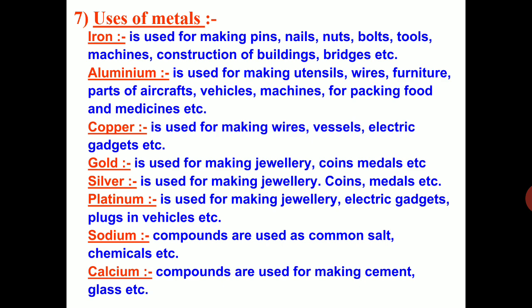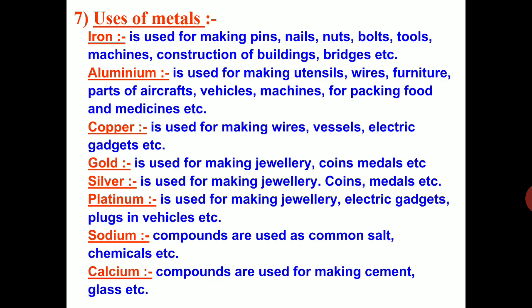Next, what are the uses of metals? Both metals and non-metals are used for different purposes. First of all, iron is used for making pins, nails, nuts, bolts, tools, machines, construction of buildings, bridges, etc. Aluminium is used for making utensils, wires, furniture, parts of aircrafts, vehicles, machines, for packing food and medicines, etc. Copper is used for making wires, vessels, and electric gadgets.